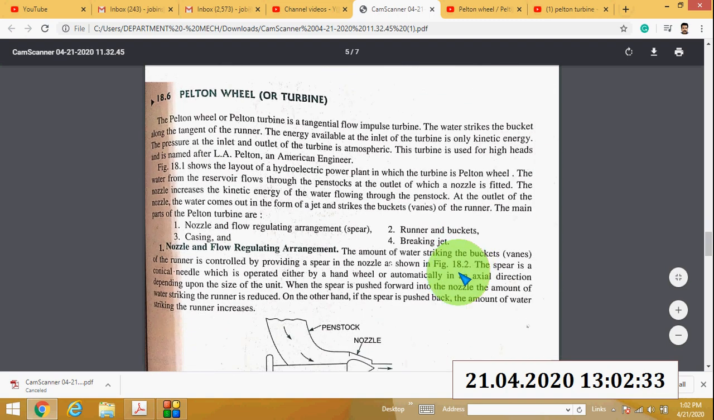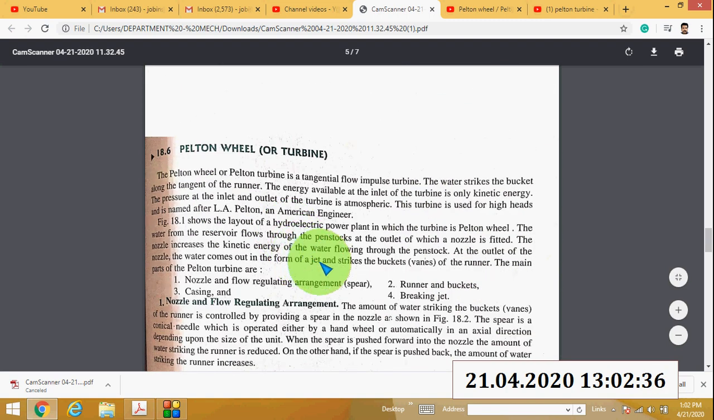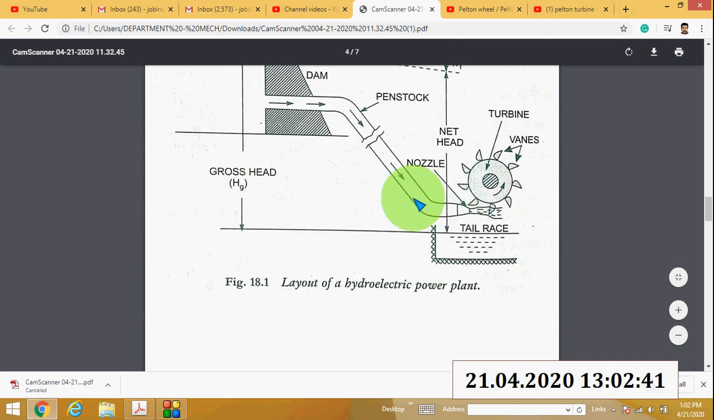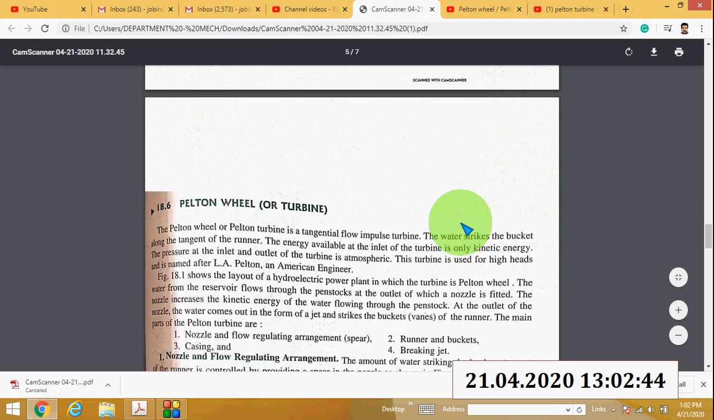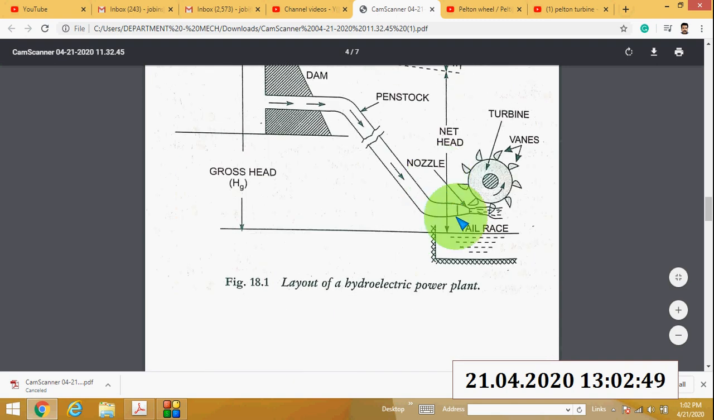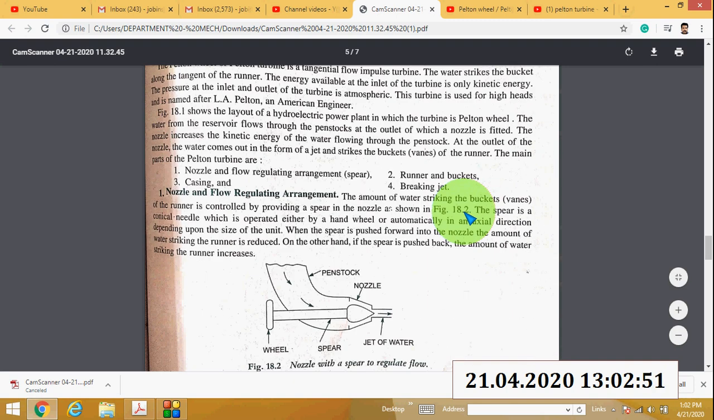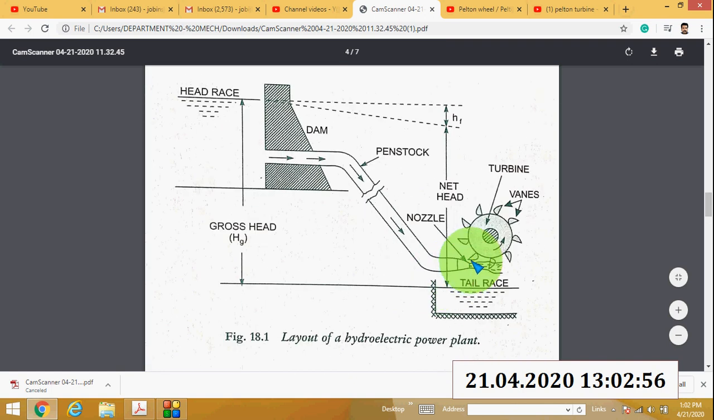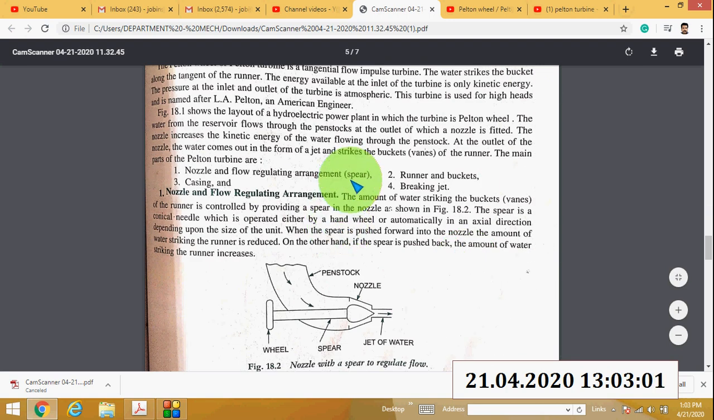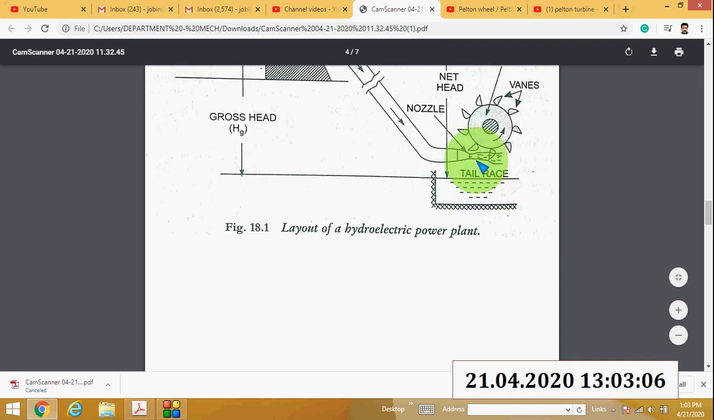Then the nozzle increases the kinetic energy of the water flowing through the penstock. At the outlet of the nozzle, the water comes out in the form of a jet. You will get a jet of water, and it strikes the buckets or vanes or blades of the runner.